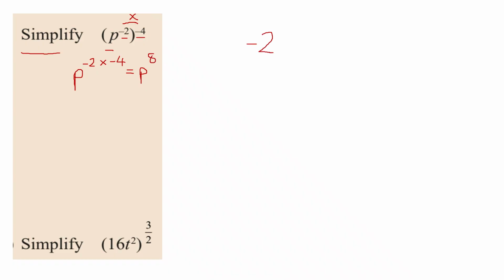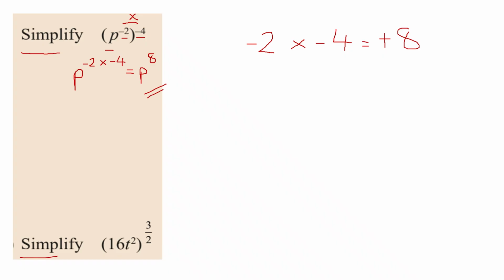Negative 2 multiplied by negative 4. So the two negatives are multiplied to give me a positive, or a plus. And then 2 times 4, or 2 lots of 4, is just 8. So it's p to the power of 8.